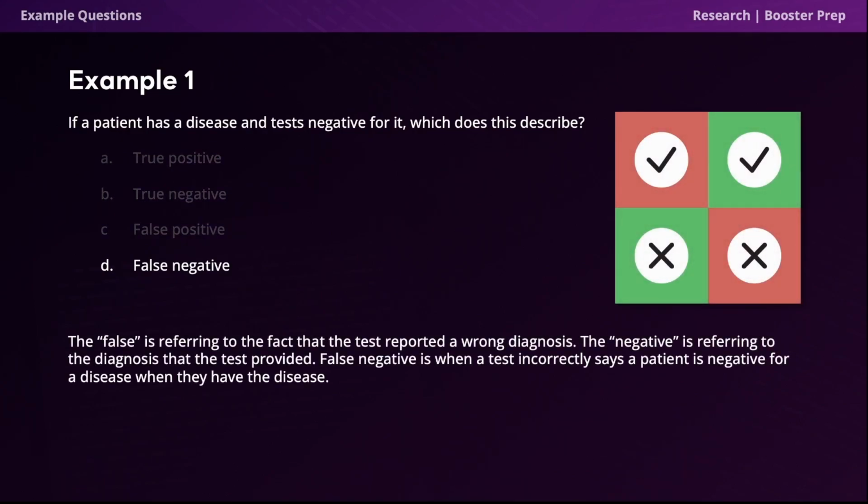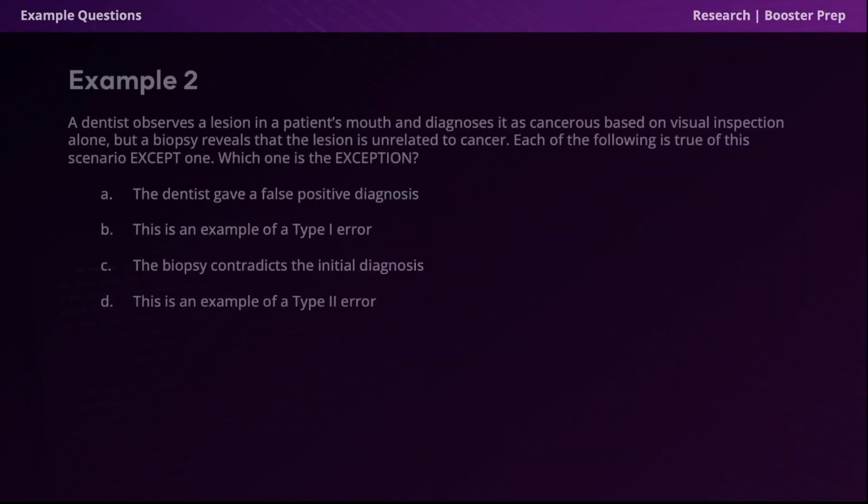So the false is referring to the fact that the test reported a wrong diagnosis. The negative is referring to the diagnosis that the test provided. False negative is when a test incorrectly says a patient is negative for a disease when they actually have the disease. Next up, we have question 2.